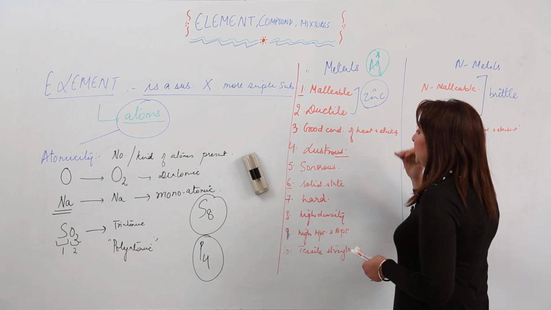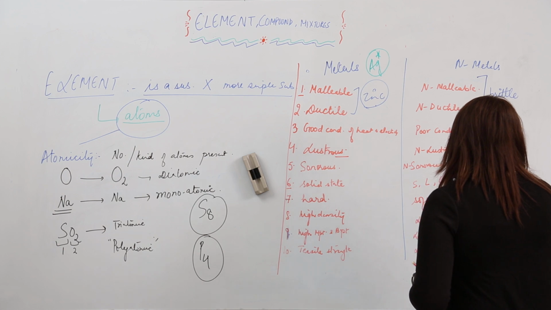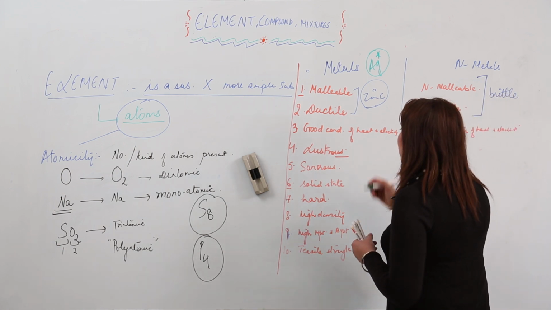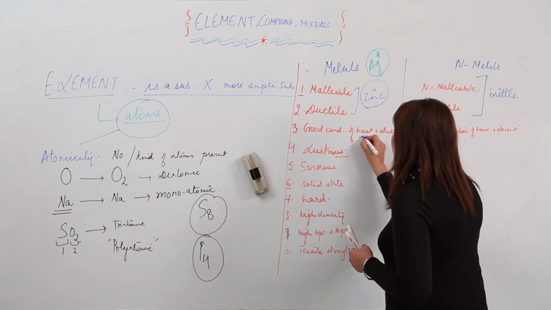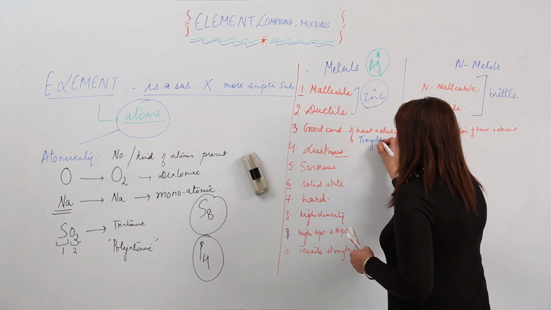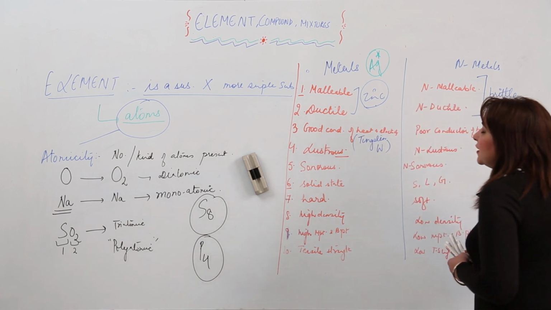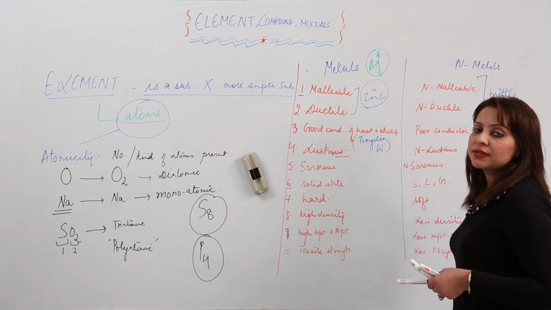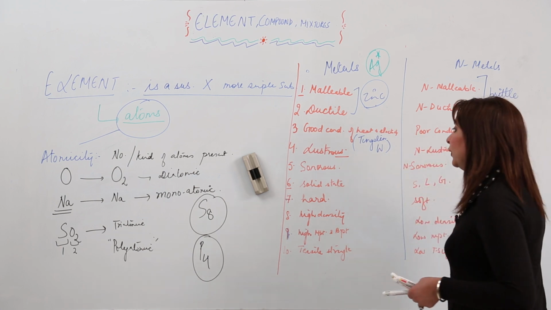Next we are taking up the good conductor of heat and electricity. As we know, all metals are good conductors of heat and electricity, but still there exists an exception, that is tungsten. I will be writing the exceptions with the blue one. The symbol for tungsten is W, right? So tungsten is a metal which is not actually a good conductor of heat and electricity, it is a poor conductor of heat and electricity. You need to remember this exception, okay?